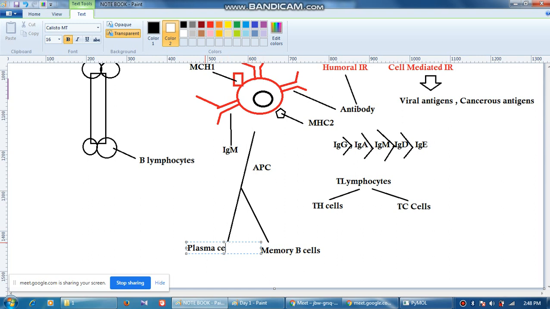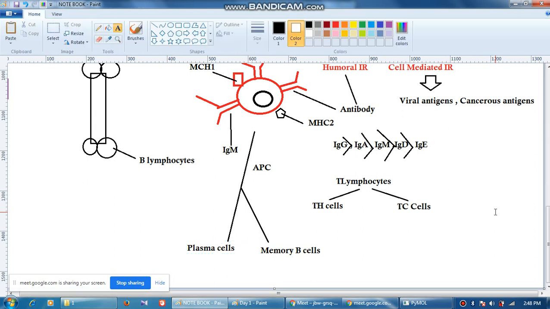Sir, that is also called killer cells? Not exactly. I'll tell you. The TC cells are sometimes known as natural killer cells, but there is a bit of difference. I'll come back to that. The B lymphocyte has been primed and therefore it has been converted into memory B cells, which will be helpful for vaccination. The effector cells are the plasma cells.